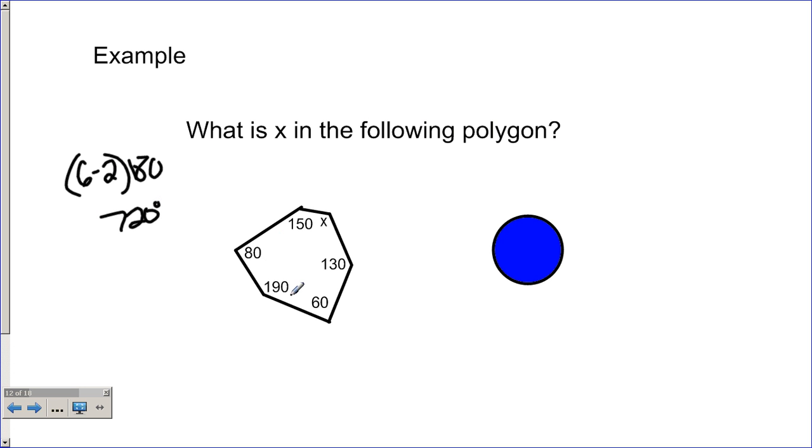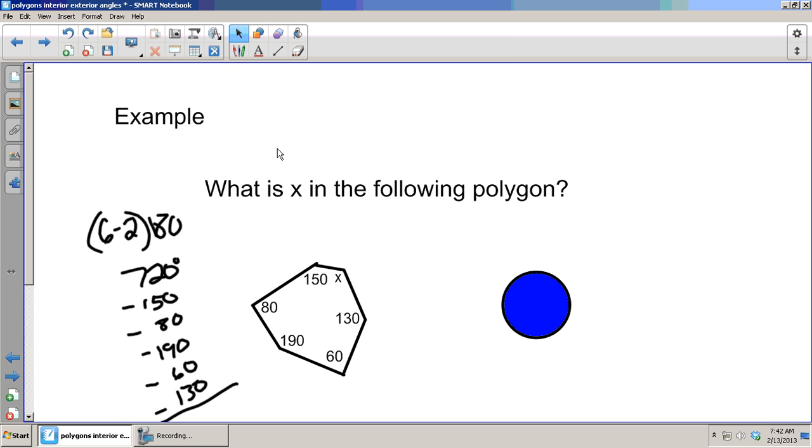That means all of these together would equal 720. So if I took 720 and I simply subtracted all of the rest, you could add them all together first and then subtract. I always just subtract them all in the calculator in one step. If I subtract all of those numbers from 720, I get 110. Okay, so that's how we would do one like that.